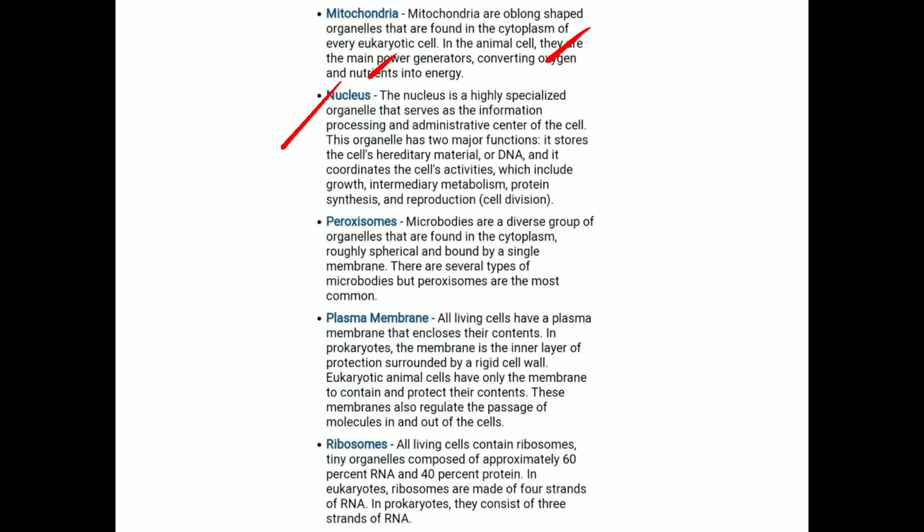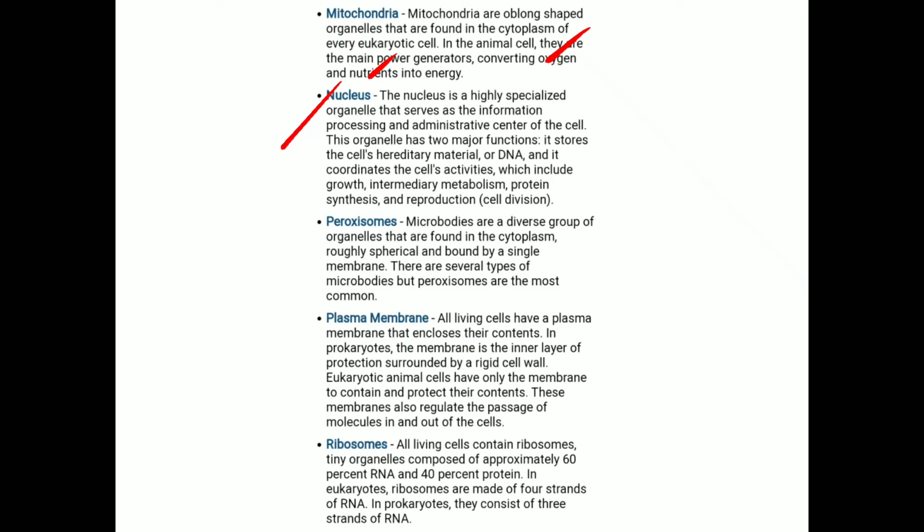This nucleus is a highly specialized organelle that serves as the information processing and administrative center of the cell. This organelle has two major functions. One is it stores the cell's hereditary material. What is hereditary? Getting from parents to progeny or new individuals. The hereditary material is nothing but DNA. Every cell contains a nucleus, every nucleus contains chromosomes, every chromosome contains genes. The genes have DNA. It is the hereditary material.